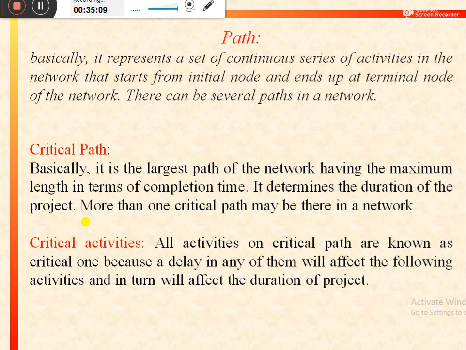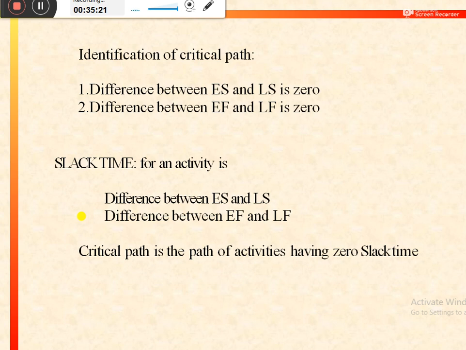So basically, the critical path denotes that path which consumes the maximum time for completion. So how would we identify the critical path in a particular network? It can be identified by using these techniques.